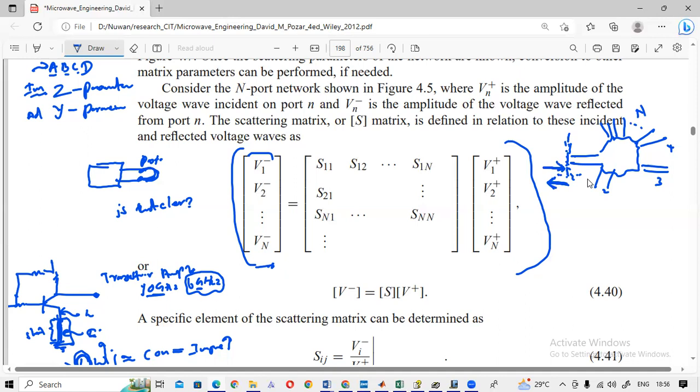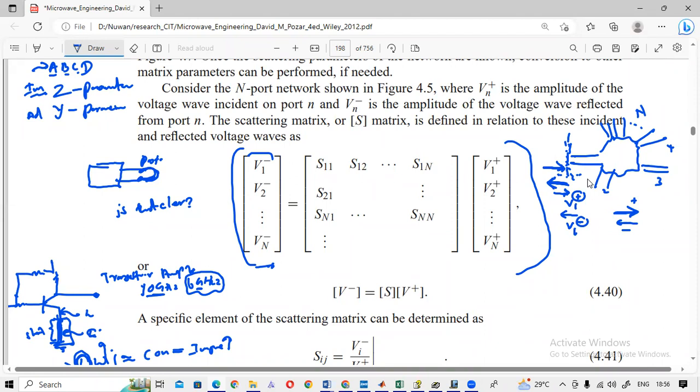So for this port, the input or forward voltage is considered as the plus voltage, and the reflected voltage is considered as the minus voltage, V1 minus, like this. So this is the plus direction and this is the minus direction. You have considered one direction, and if this direction is plus, then the other may be minus.